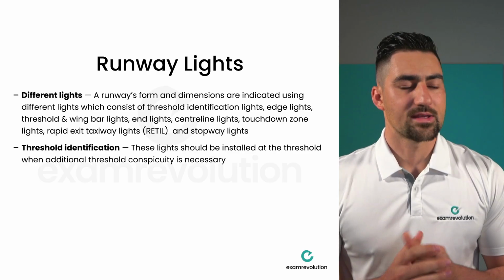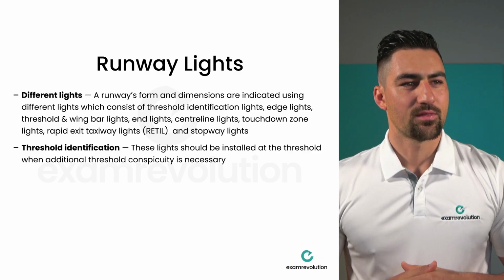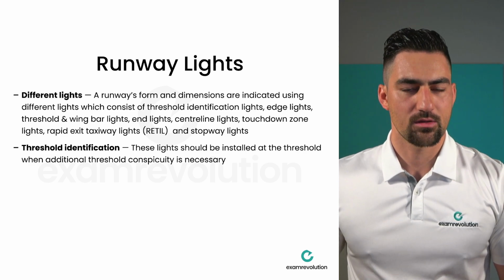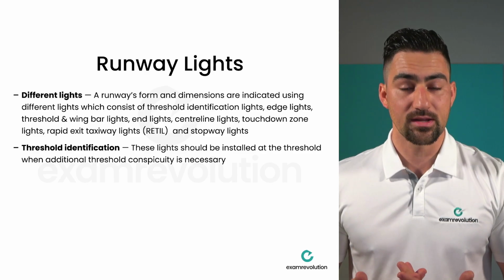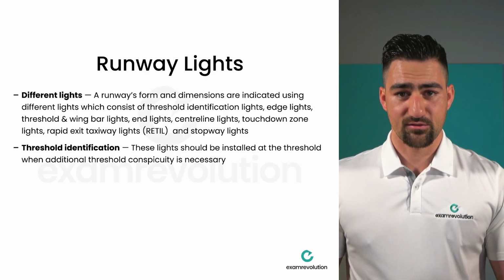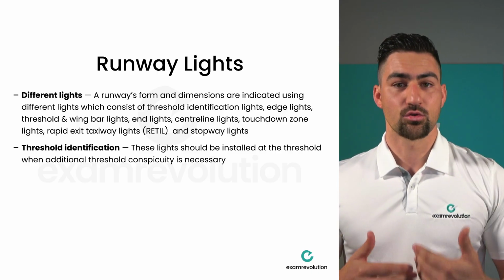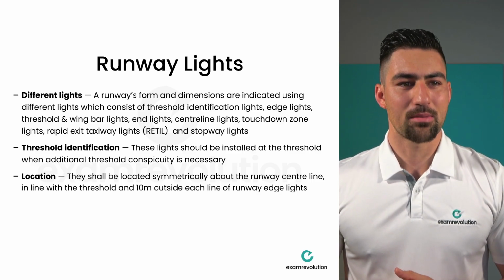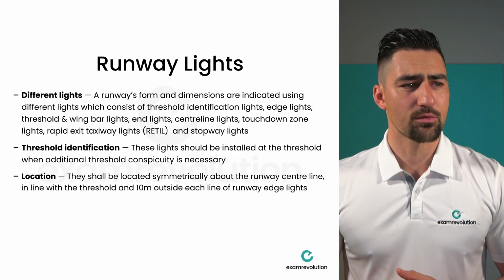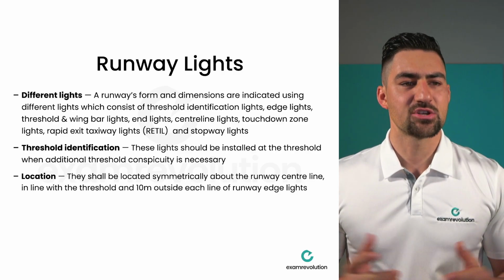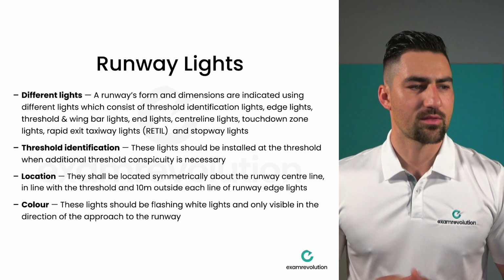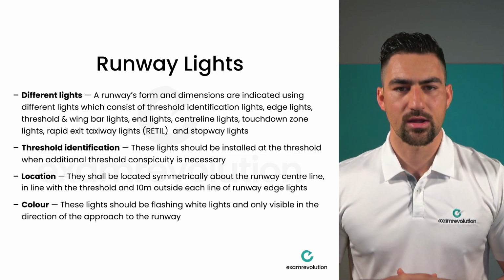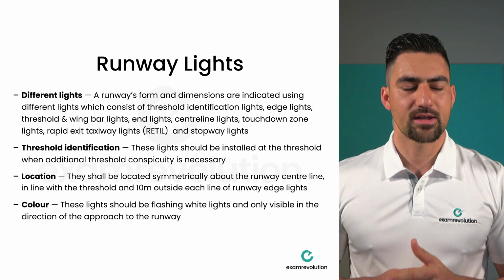The first one that we're going to talk about is threshold identification. That's obviously important. These lights should be installed at the threshold when additional threshold conspicuity is necessary. In other words, when you really need to see the threshold properly, if the surrounding area has a lot of light and you struggle to see the threshold, then they need to install threshold identification lights so you can see it properly. Now the location, they shall be located symmetrically about the runway center line, in line with the threshold, and 10 meters outside each line of the runway edge lights. Then the color, these lights should be flashing white lights and only visible in the direction of the approach runway. So you mustn't be able to see it from the other side or from a taxiway. It's only from the approach.